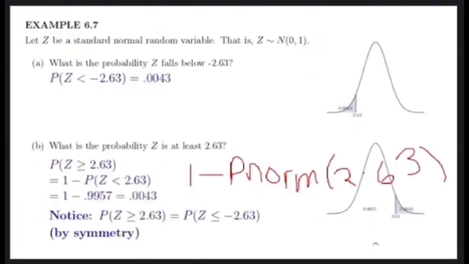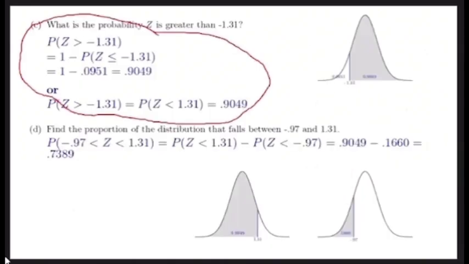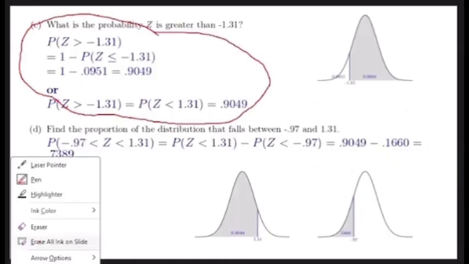Whatever it is, if you take a look at this guy, negative 2.63, because it is less than, I'm going to write P num in parentheses, negative 2.63. If it is positive, I'm going to write it that way. If it is greater than, then I'm going to do 1 minus P num. R is so easy. Does that make sense?